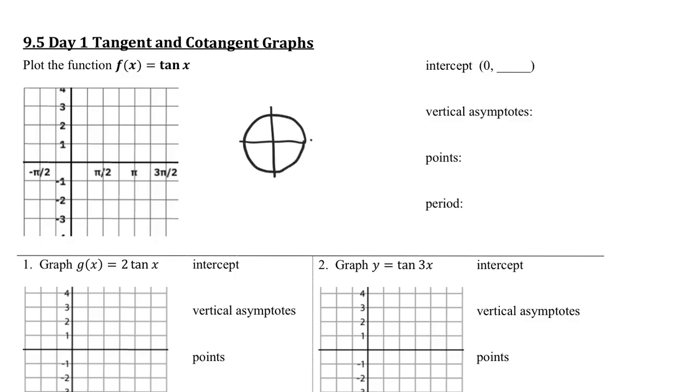Okay, on the circle, what is this? This is 0, this is pi over 2, this is pi. Let's label these points because they're the helpful ones to start with. Okay, I'm going to start just with these ones. Tangent is y over x on the unit circle. So I'm going to do y divided by x. So if I start at tangent of 0, 0 divided by 1, 0.